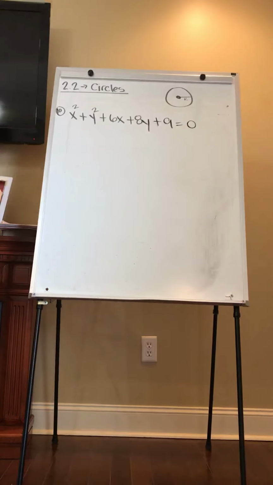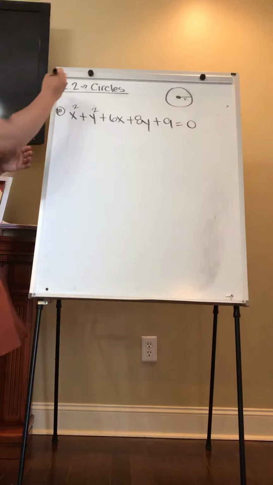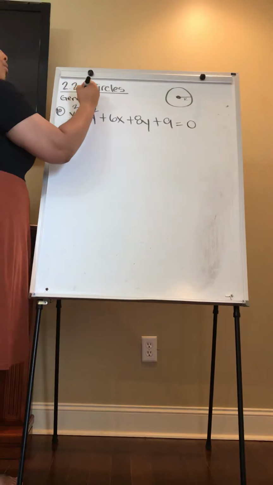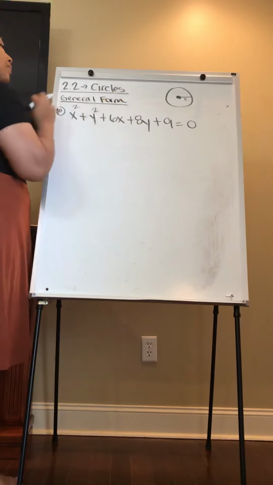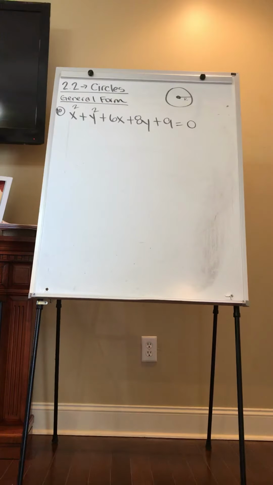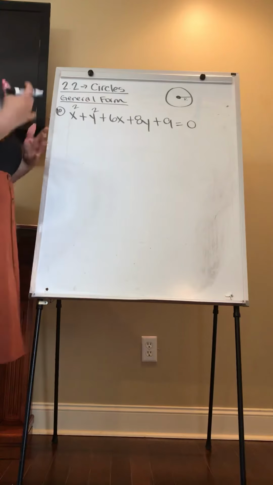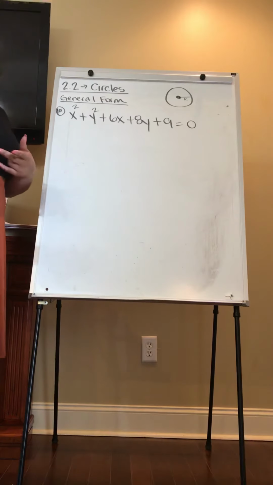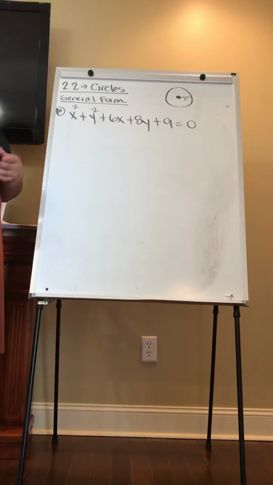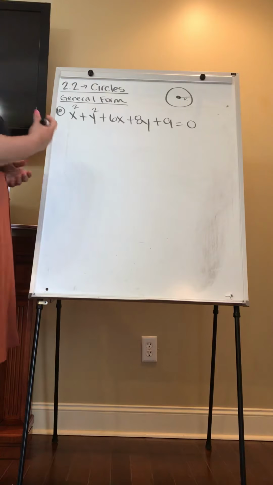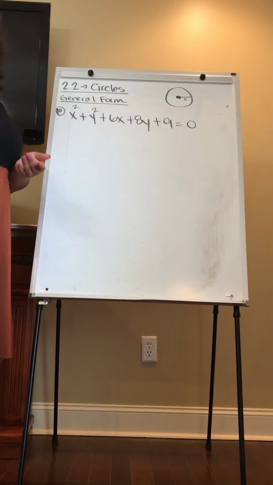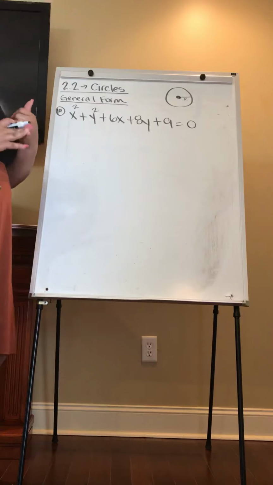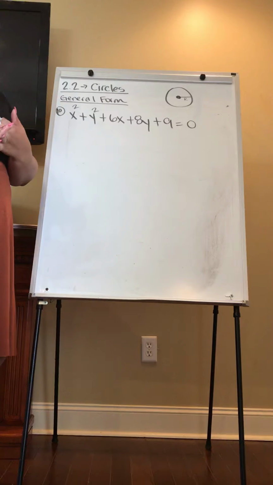Now, that's the general form for a circle, okay? This is going to be known as your general form, okay? Now, in the general form, I want to make it look like the center radius form, because when it's in that form, I can easily pick out that center and the radius. So what we're going to do is a method called completing the square. You're going to do completing the square for the x side and for the y side.